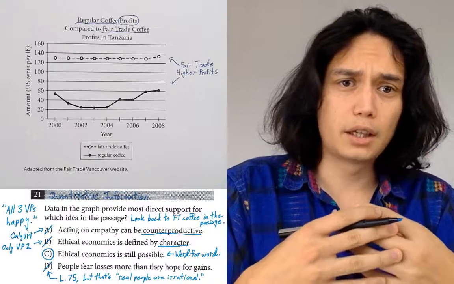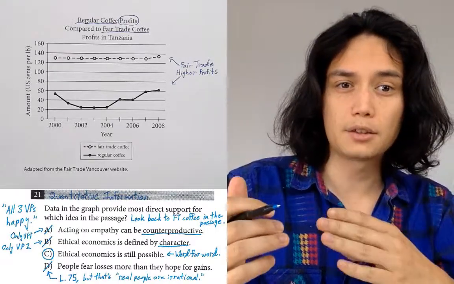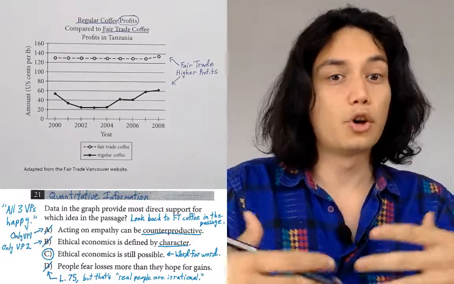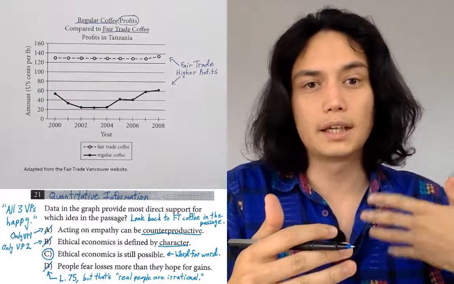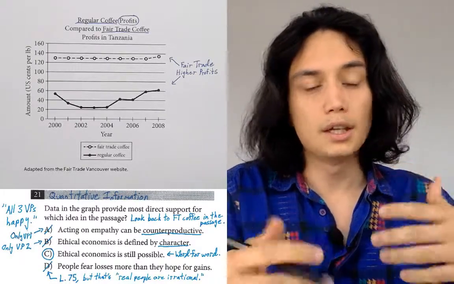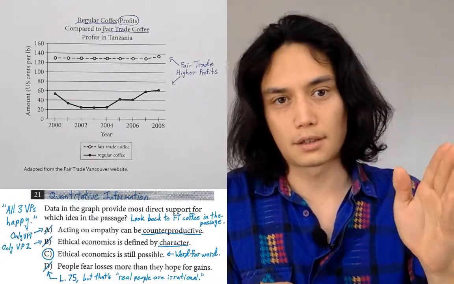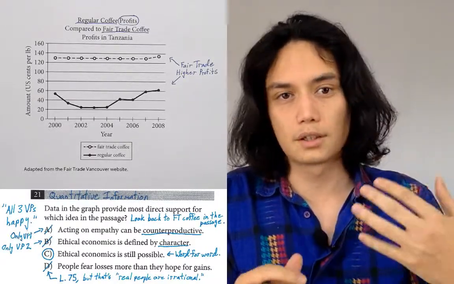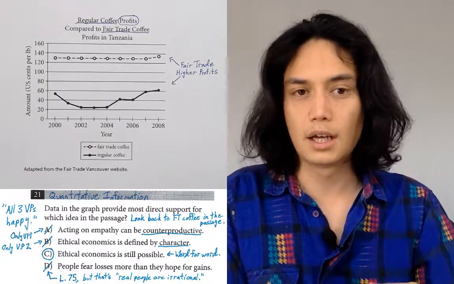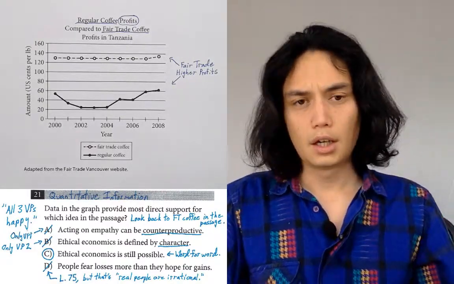So if we're looking for a connection between this graph and the passage, probably a good place to start is the whole paragraph where the author is saying a lot of things about fair trade coffee. And as you'll see, this is the beginning of the road to the right answer, finding the right answer without having to go through each of these answer choices, just knowing what the right answer is, as if it were a free response question.